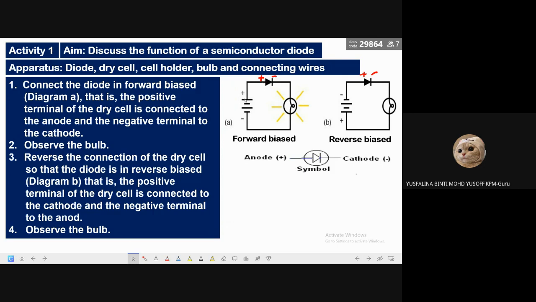Okay, the positive terminal of the battery must be connected to the positive terminal of the diode to produce the forward bias, which means to allow the current to flow. If you put it wrongly, let's say you change the terminals of the battery and connect the negative terminal to the positive one, this will become reverse bias. The electrons will not move, the current will not flow, the bulb will not light up.